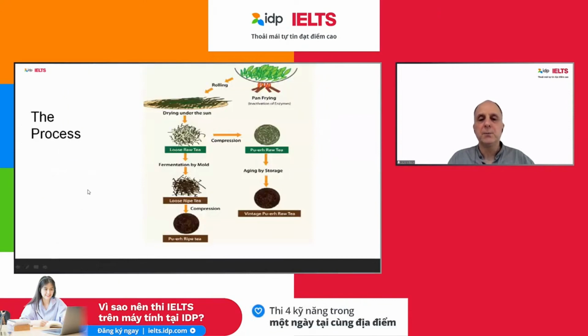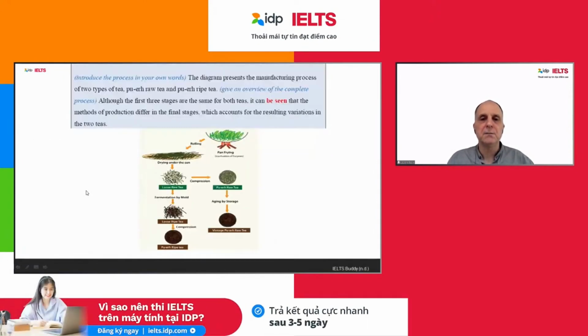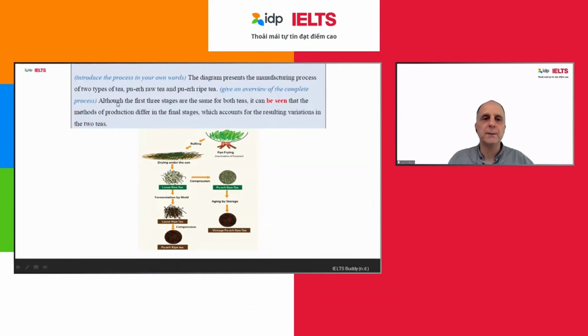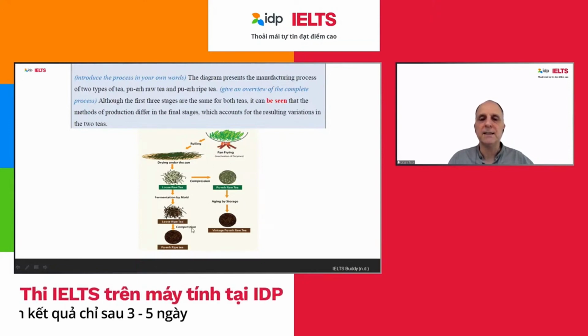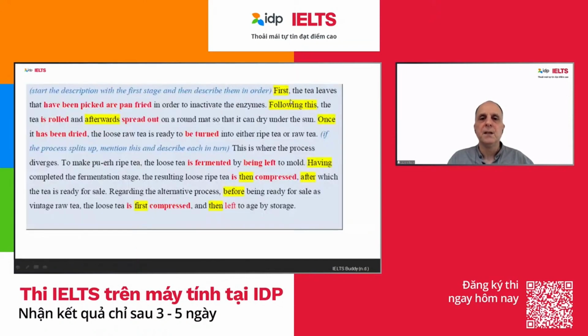Okay. When we move to the process on here, for this one, we use slightly different language. We still need an overview, as with all task ones. Think about the stages as well. Okay, make sure you give an overview of the complete process. And remember that some things do change. So if they're from leaves, they do become something else like tea later. And you've got to really highlight that. These are some of the linking words: first, following this, afterwards.